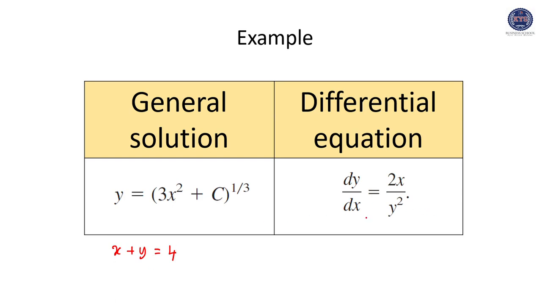For example, dy over dx equal to 2x over y squared. It's not necessary to put dy over dx as the subject. Actually, you can rearrange it to become y squared dy over dx equal to 2x. And this one we also call a differential equation. This example we call a first order differential equation.